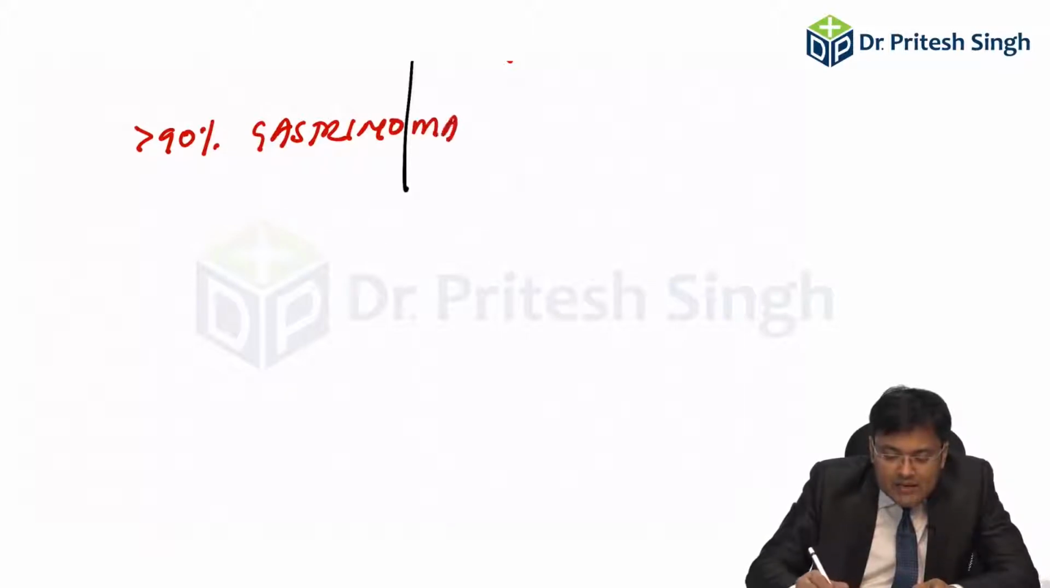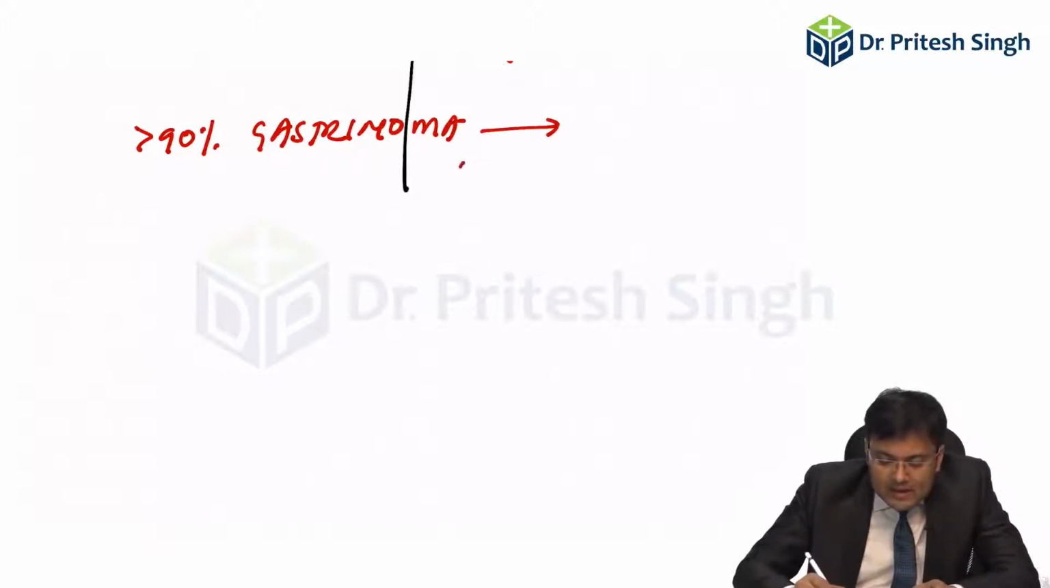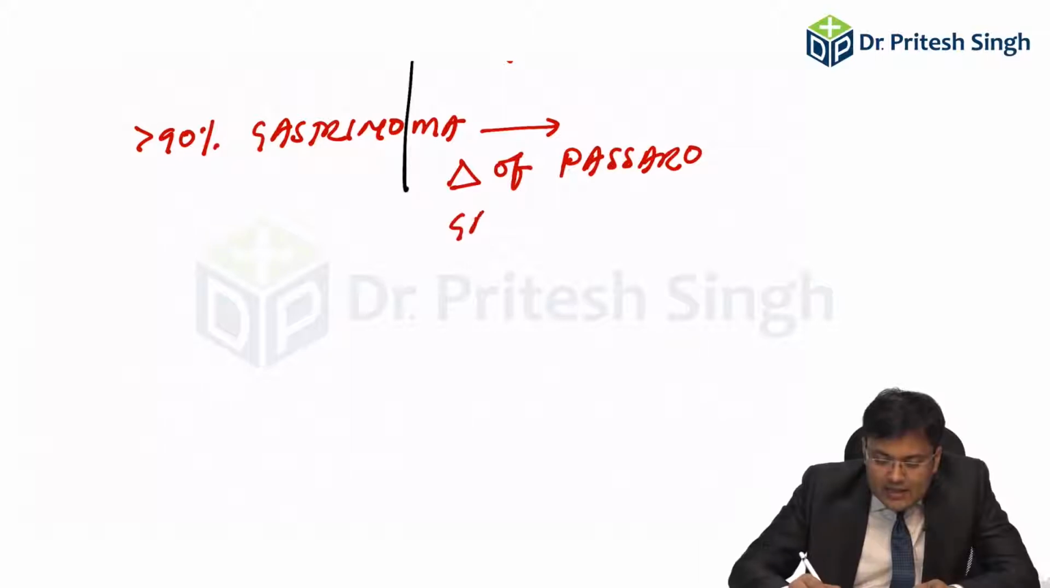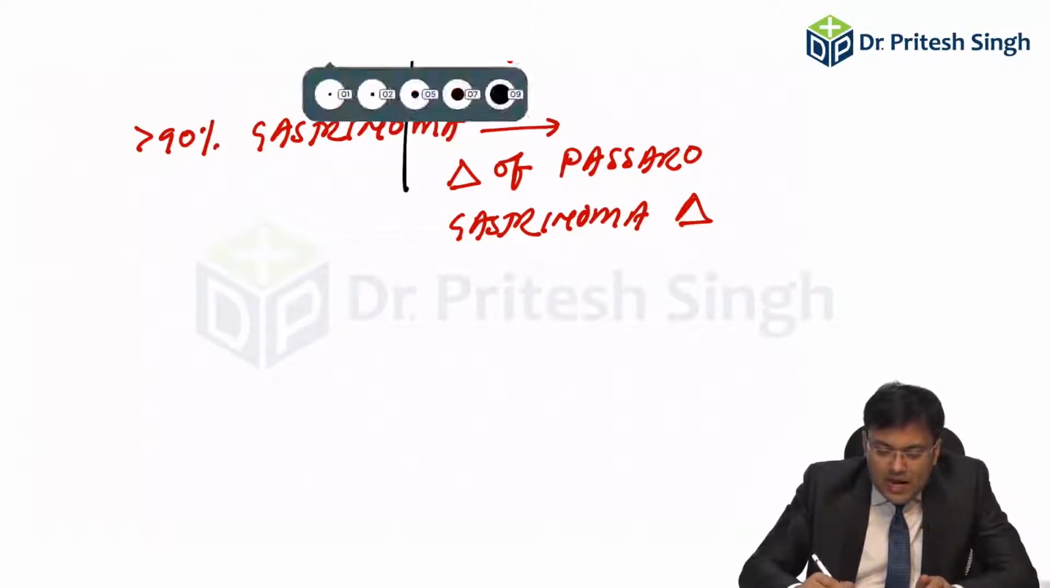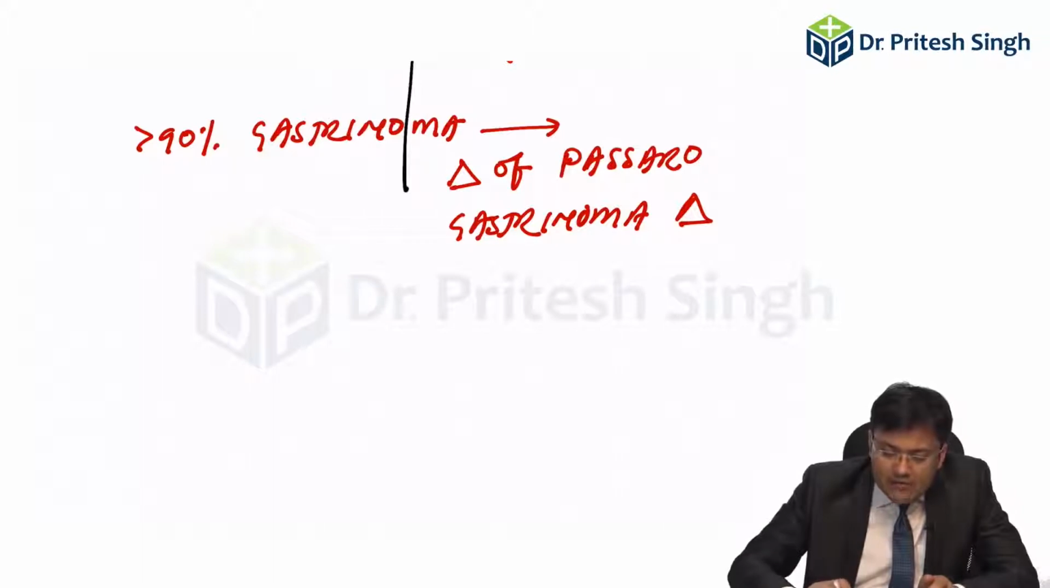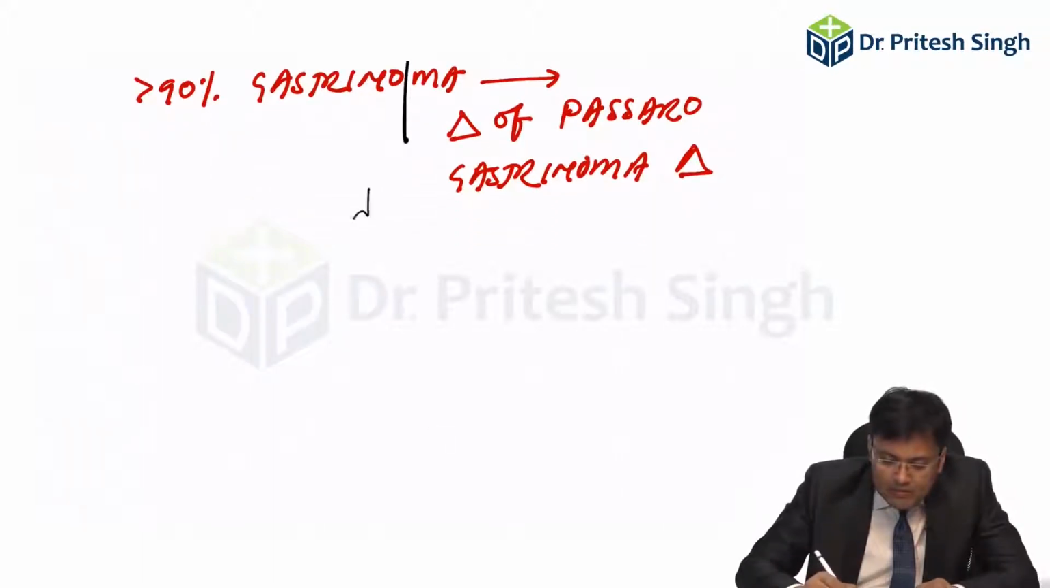You must be knowing that more than 90% of gastrinomas are located in a triangle. And what is the name of this triangle? That's known as the Triangle of Passaro, also known as the Gastrinoma Triangle. So, Triangle of Passaro or Gastrinoma Triangle. Questions are asked, what are the boundaries of the Triangle of Passaro? Have a look.